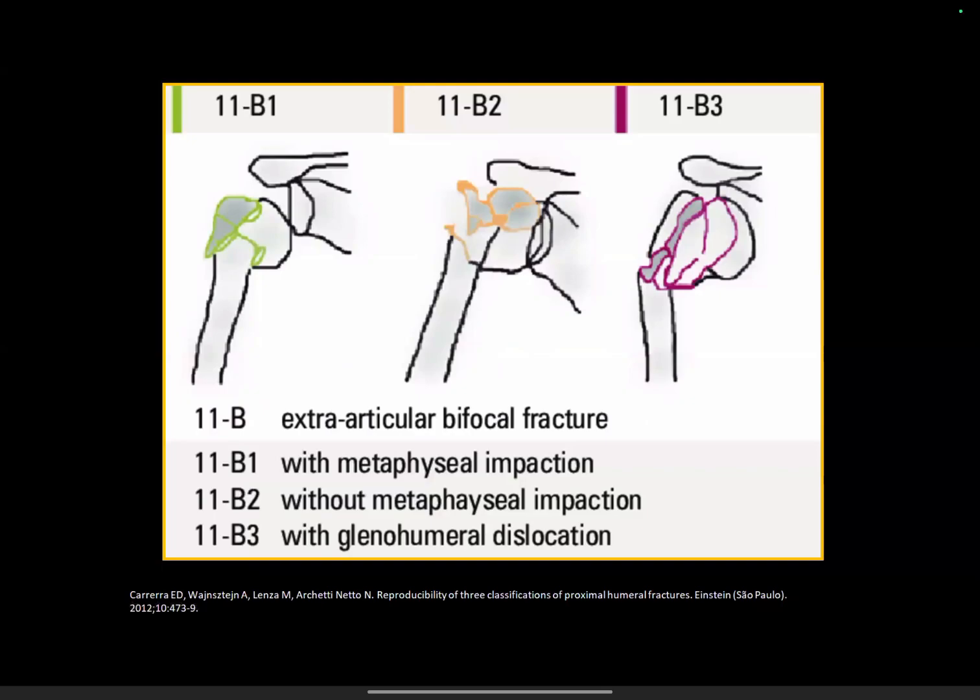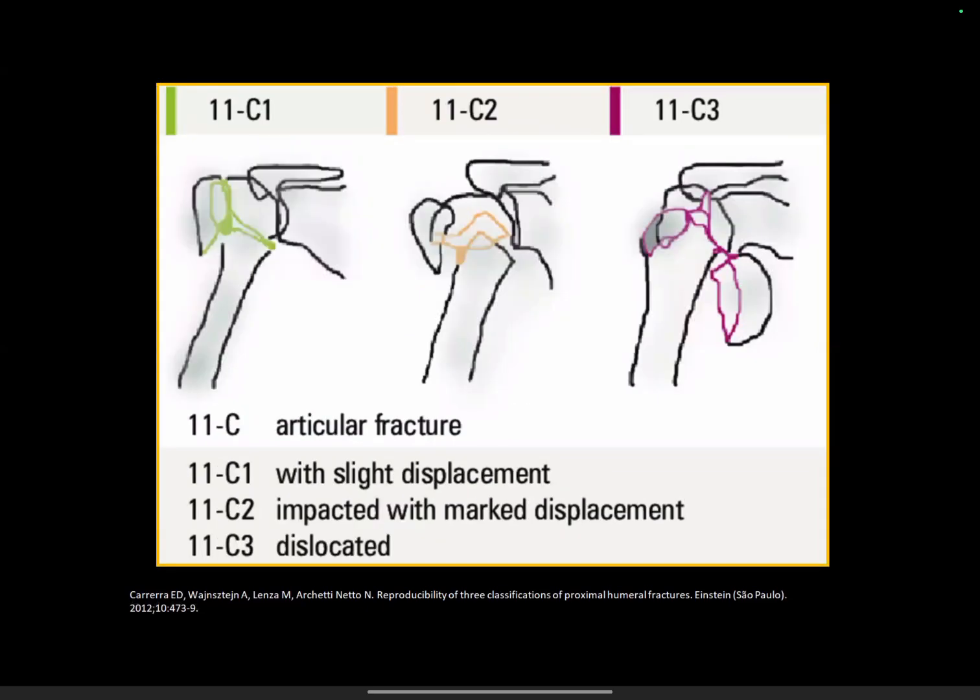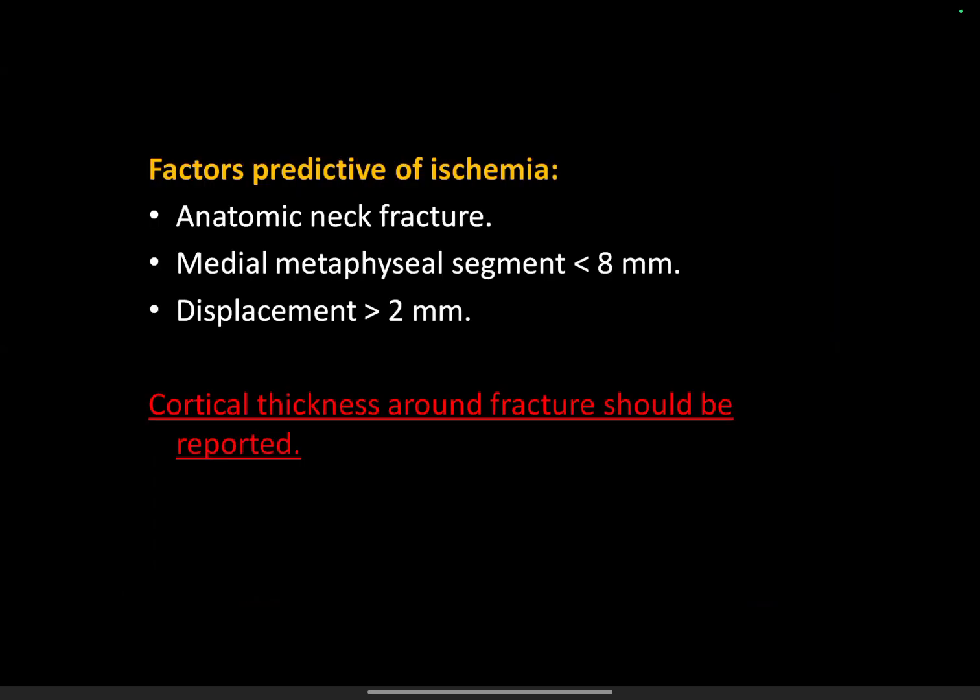Type B is still extra-articular, but we have two areas of involvement and thus a bifocal fracture. It could be with metaphyseal impaction, without metaphyseal impaction, or with displacement and dislocation. And type C is basically when it involves the articular surface. So the higher the level, the higher is the likelihood of resulting in avascular necrosis.